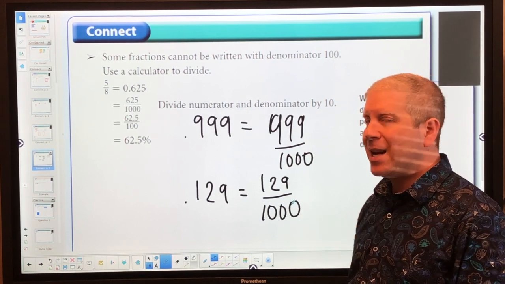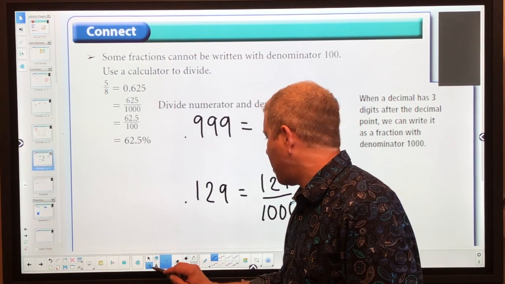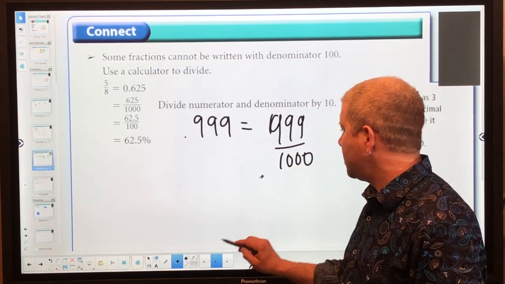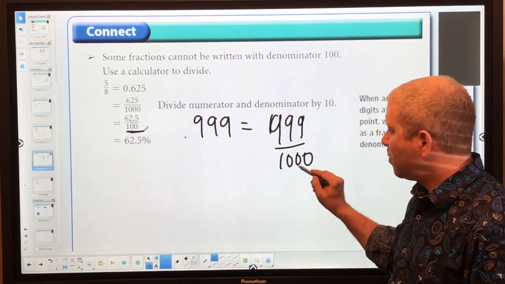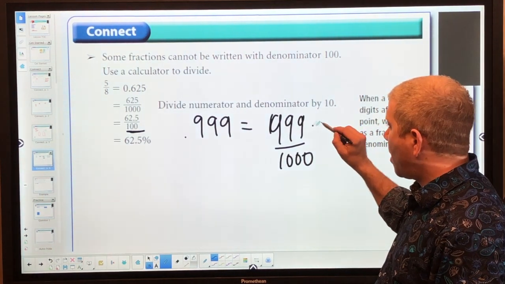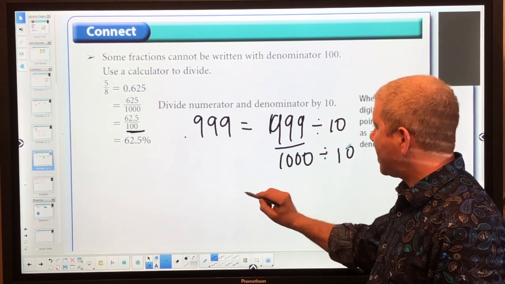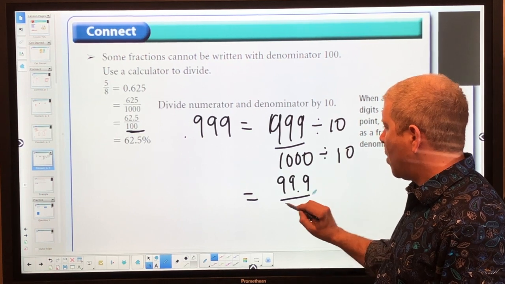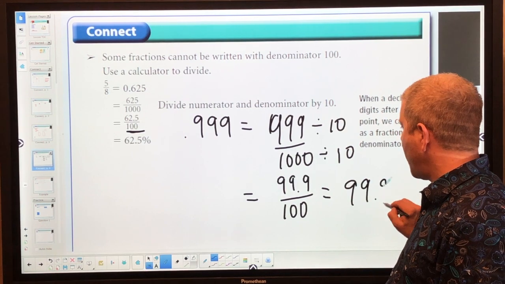Now you might ask, how does that help us when it comes to fractions? Well, that's simple. When it comes to fractions, we want to get our number over 100. So if it's divided by 1,000, all we need to do is divide our numerator by 10 and our denominator by 10, and that's going to change this to 99.9 over 100. And so now we know that this is 99.9%.